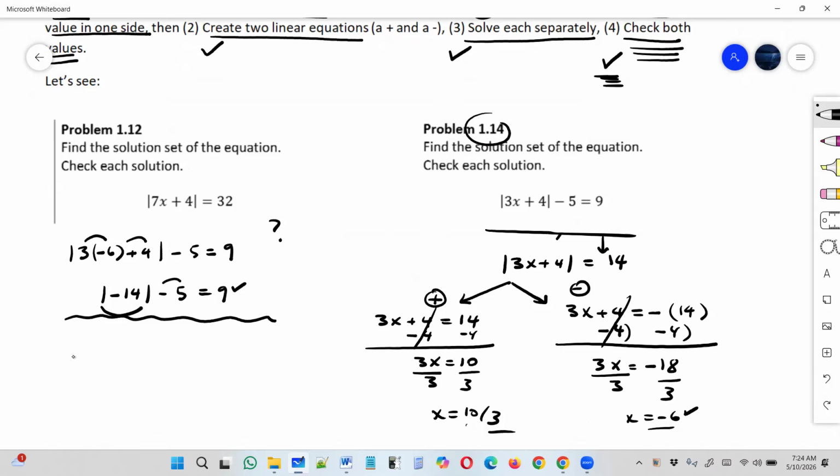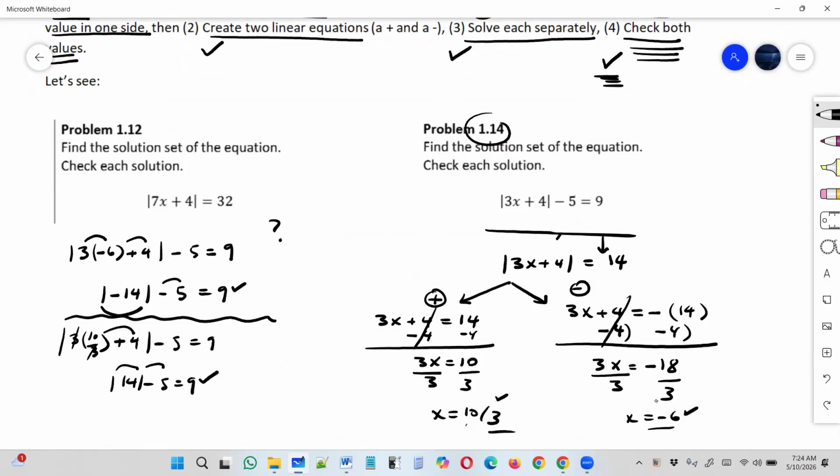The 10 over 3. 10 over 3 plus 4 minus 5 equals 9. So the 3 cancel. I got 14 here, equals 9. Well, so the absolute value of 14 is 14, minus 5 is 9, so that also checks.